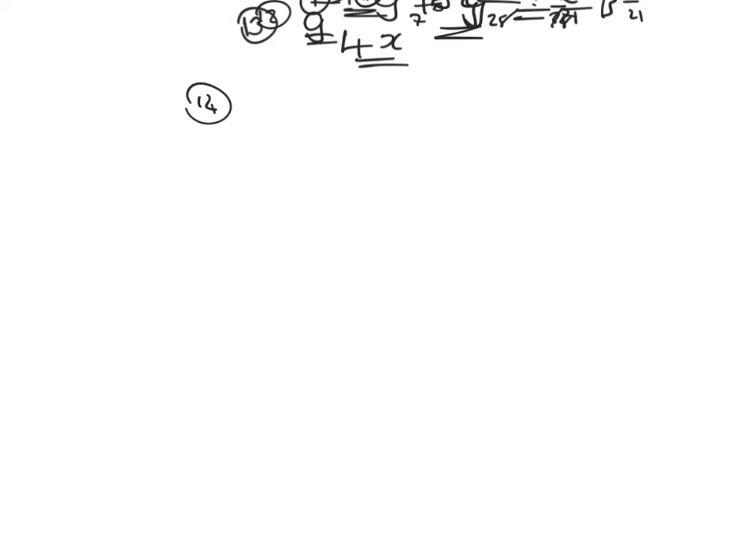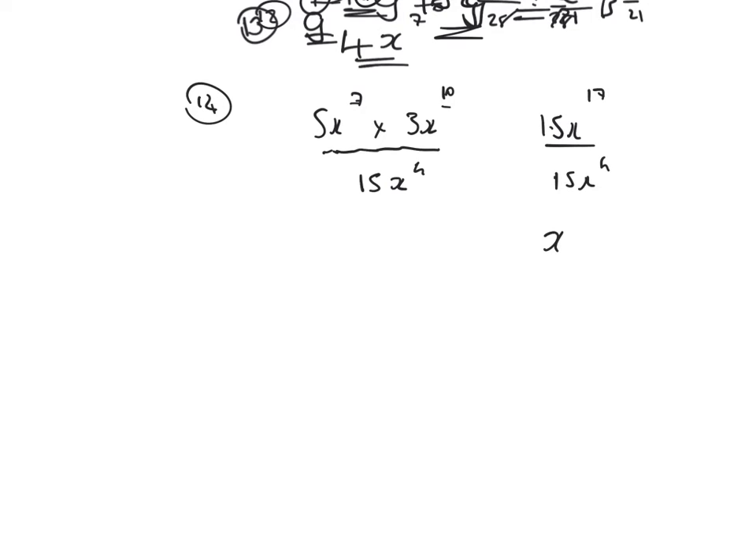Okay, example 14. 5x to the 7 multiplied by 3x to the 10 over 15x to the 4. Okay, so I need to combine rules here, so I'm going to do the top first. And that's 5 3s are 15, and I add the powers. 7 plus 10 is 17, 15x to the 17 divided by 15x to the 4. Well, 15 divided by 15 is just 1, so I don't need to write 1 now. Okay, so that's implied there. And then 17 take away 4 because I'm dividing is 13, x to the 13, final answer.